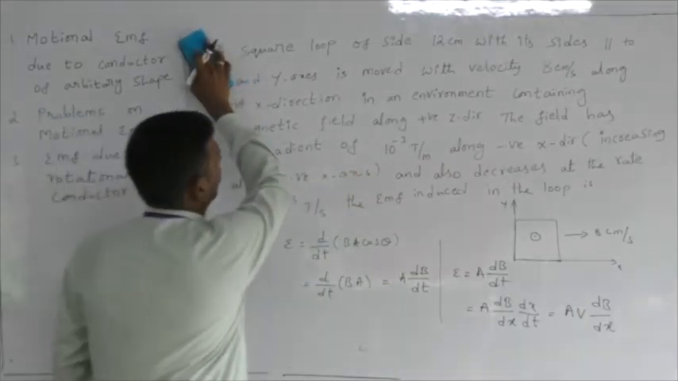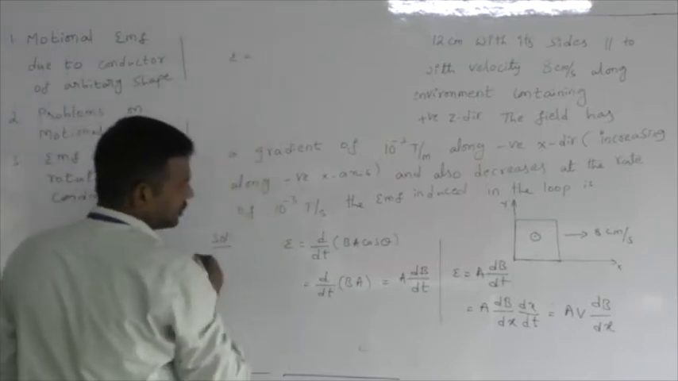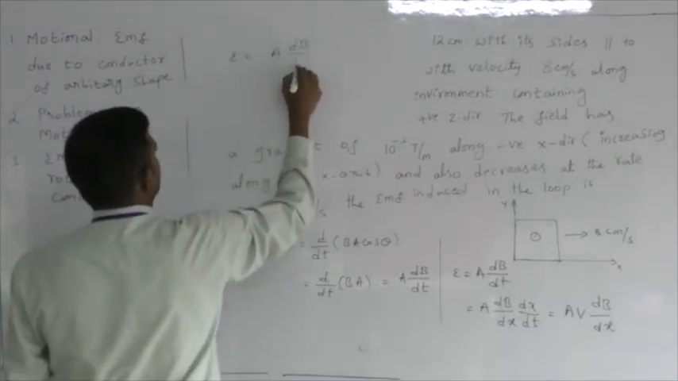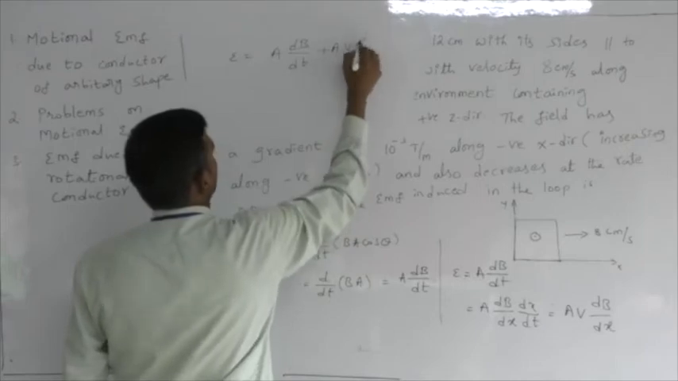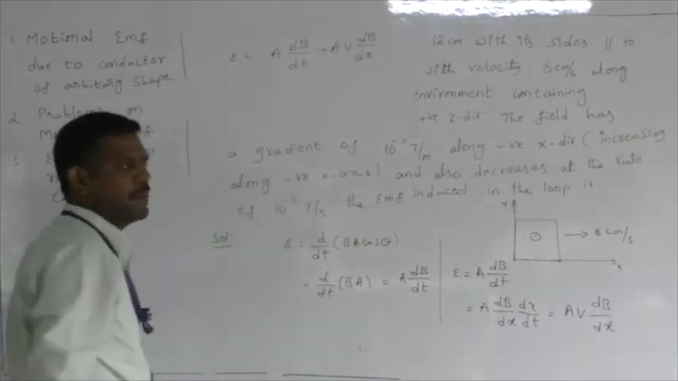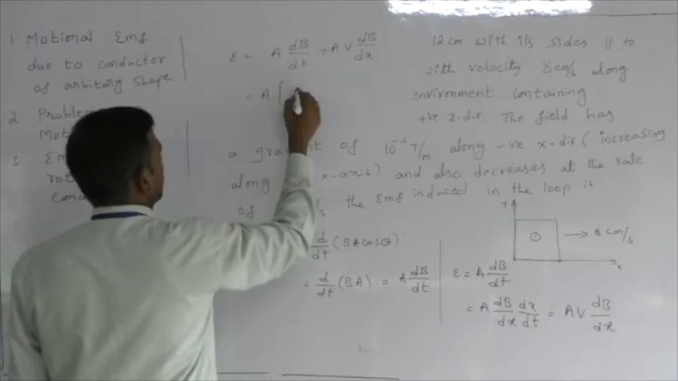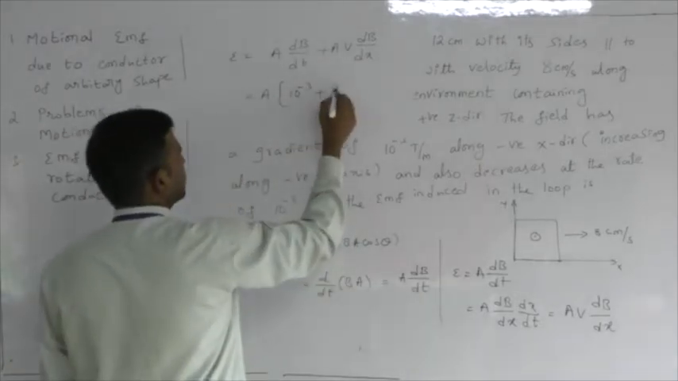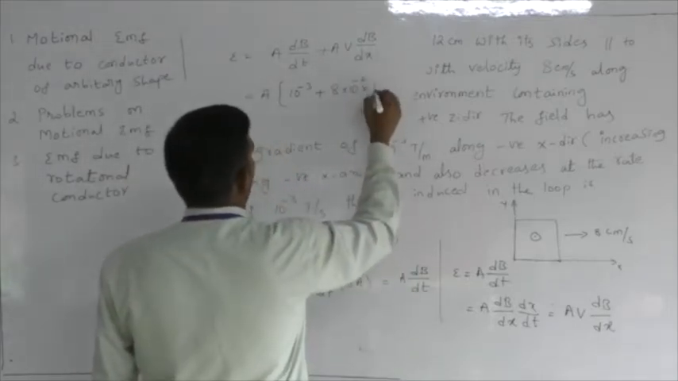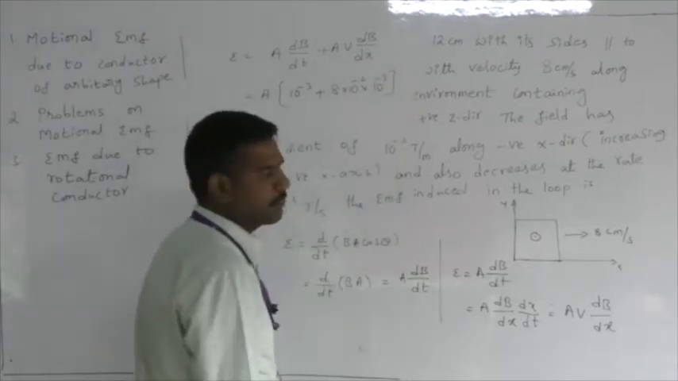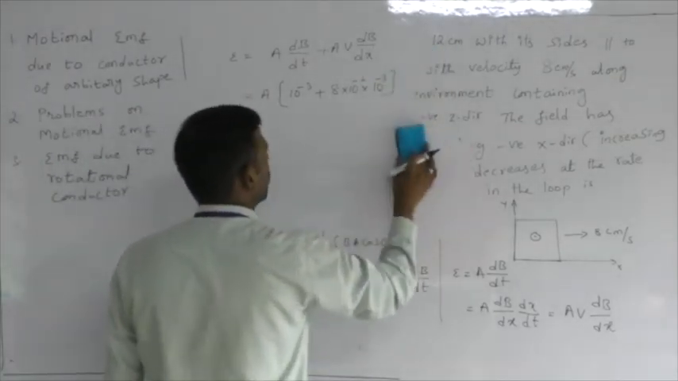The total EMF will be equal to A times dB by dt, the induced EMF due to the rate of change of magnetic field, plus A into V into dB by dx. This dB by dx is nothing but the gradient of the magnetic field. Now, taking A as common, dB by dt is given as 10 to the power of minus 3, plus what is the velocity? 8 centimeter per second, so 8 into 10 to the power of minus 2, times dB by dx, which they have given as 10 to the power of minus 3. And A is given by the side, how much? 12 centimeter.